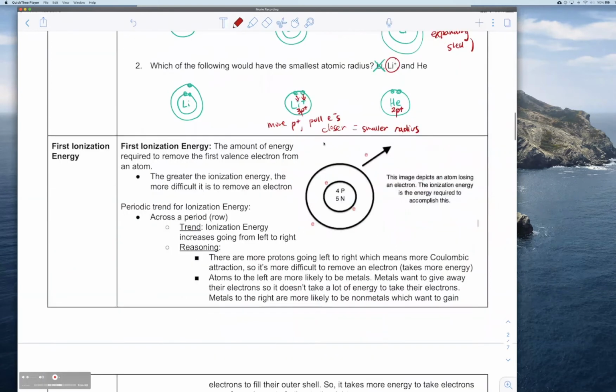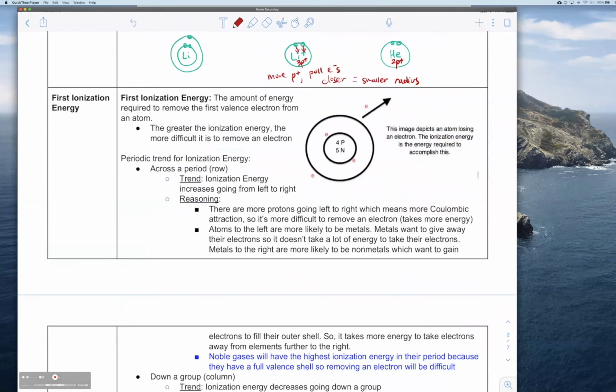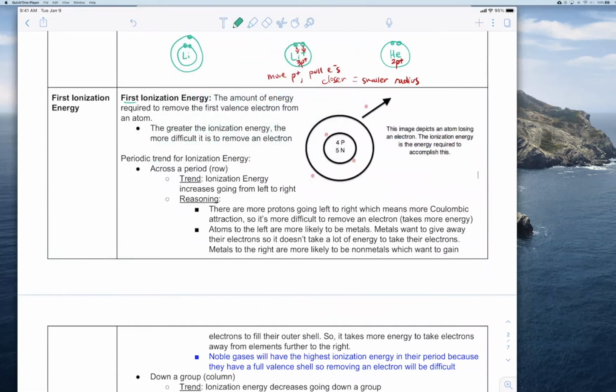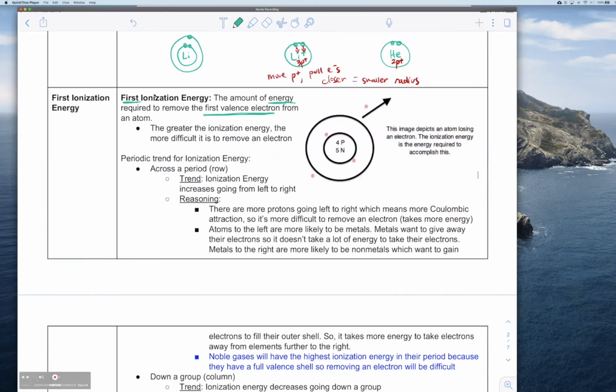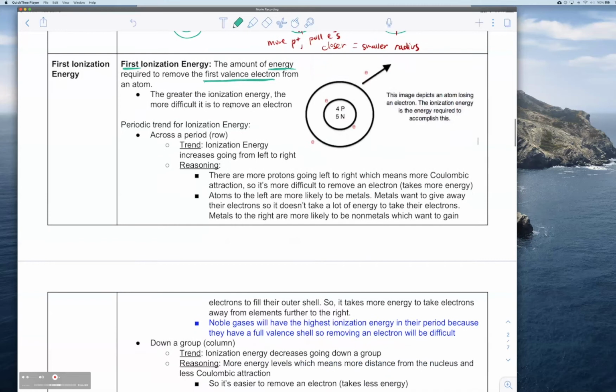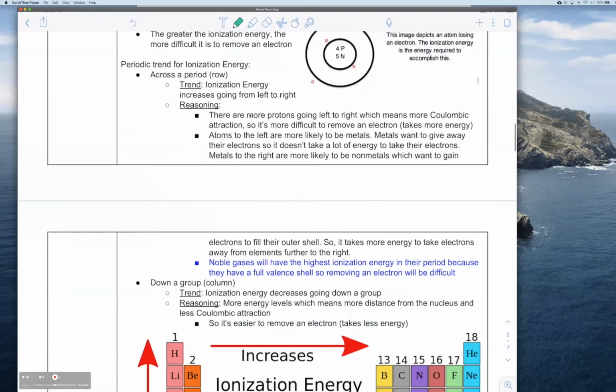Moving on, we're going to be talking about something called first ionization energy. So your first ionization energy is the amount of energy required to remove the first valence electron. And that's why it's called the first ionization energy, because you're removing that first electron. We'll talk about second and third ionization energy a little bit lower from here. So the greater the ionization energy is, the more difficult it is to remove an electron.